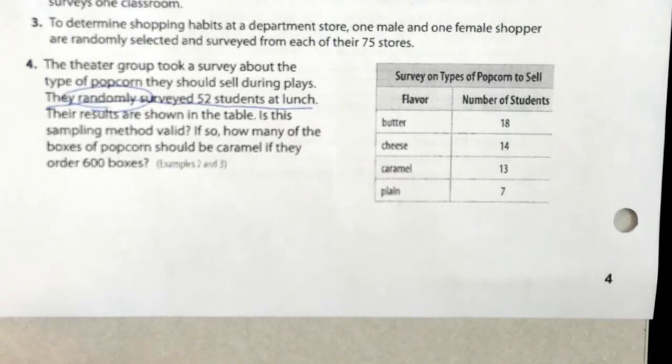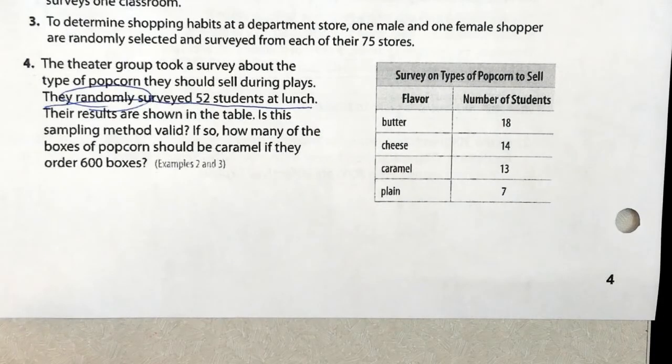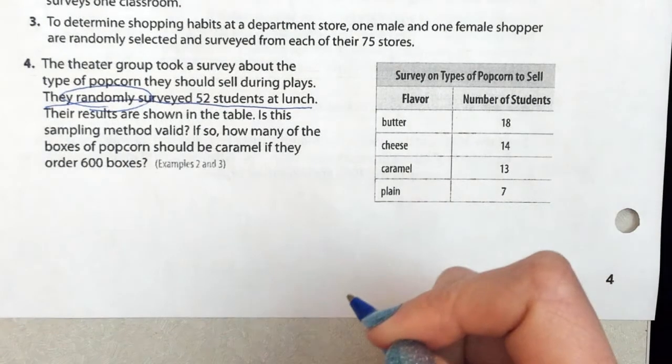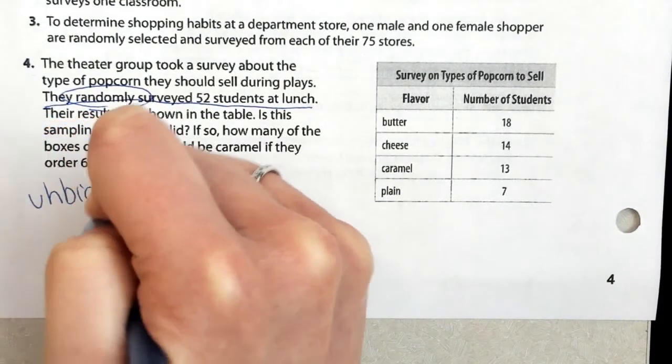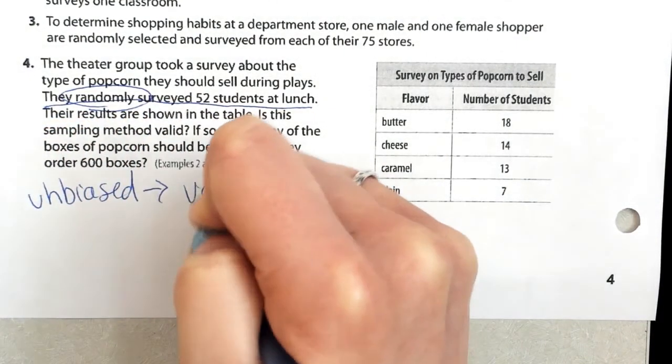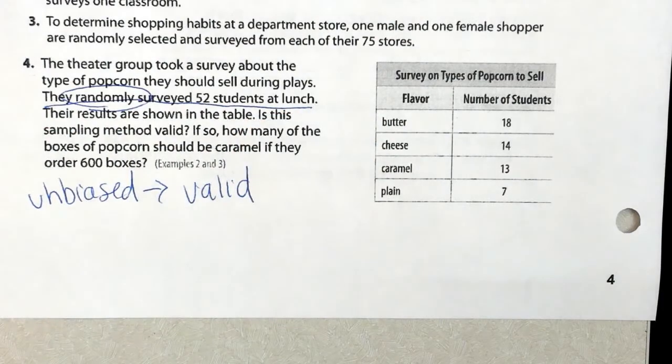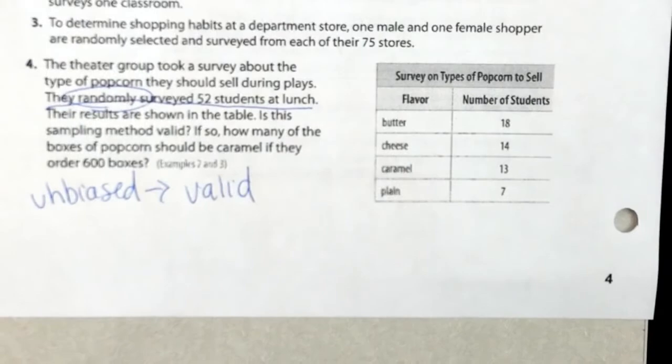Okay? So since it says randomly, we're going to kind of just assume that it's either a simple random or a stratified random or a systematic random. We don't know how they did it. We just know that they randomly surveyed. Since it was randomly done, we're going to say that it is unbiased, which makes it valid. Since it's valid, we can come up with our prediction.